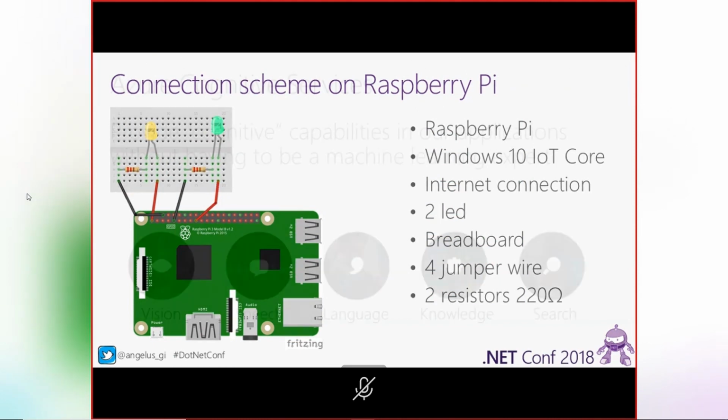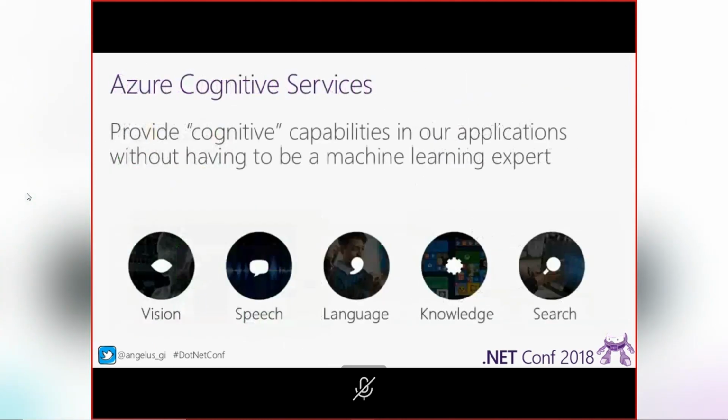But first, let's talk about Azure Cognitive Services. Azure Cognitive Services is one of the parts of Azure Services in the context of artificial intelligence. We have some services to integrate cognitive capabilities into our solution, such as the Vision API that can perform image recognition or photo recognition of what is happening in a picture.